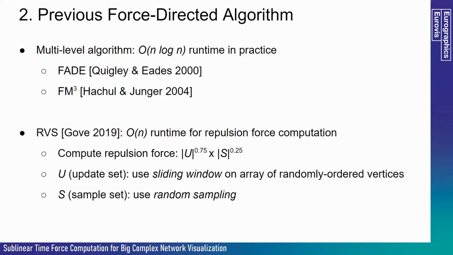Previous works on force-directed algorithms include the multilevel algorithms, which reduce the runtime to O(n log n) in practice, and examples include FADE and FM3. And most recently, the RVS algorithm was presented, which reduces the runtime for repulsion force computation to linear. This is done by computing repulsion forces only on a pair of subsets of the vertices. First is U, the update set of size |V|^0.75, selected using a sliding window on an array of randomly ordered vertices, and then S, the sample set of size |V|^0.25, selected using random sampling.